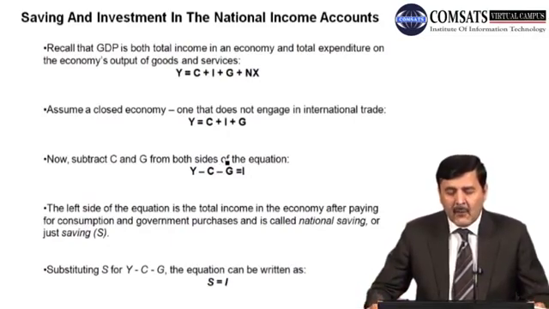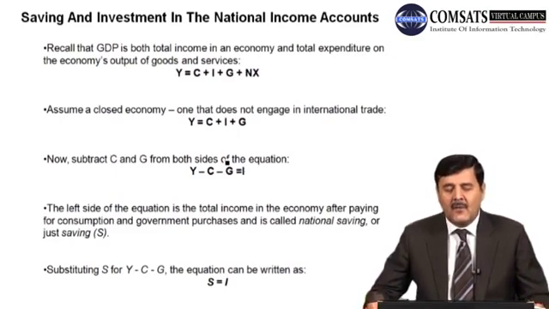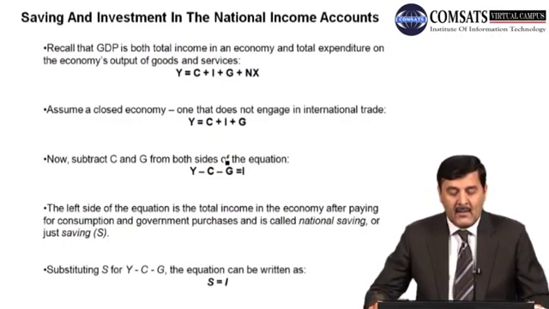If we rearrange this equation, now if we subtract C and G from both sides, we will get Y minus C minus G is equal to investment. Now the left side of this equation is the total income in the economy after paying for consumption and government purchases, and is called national saving or just S, right?